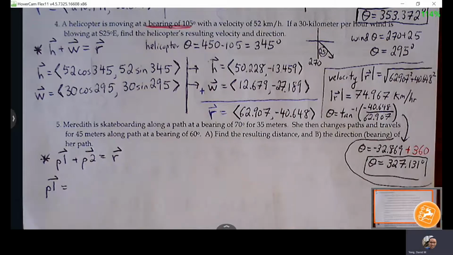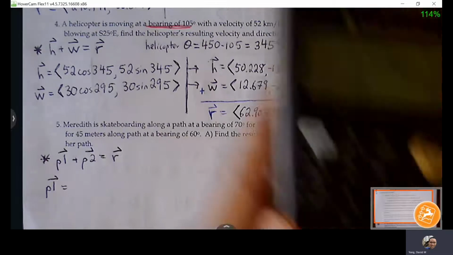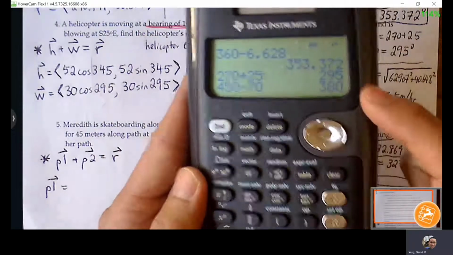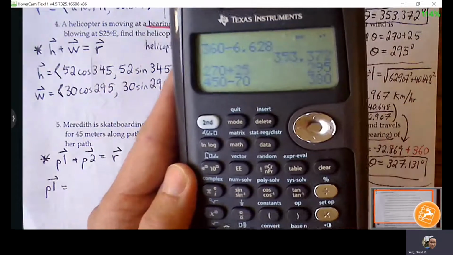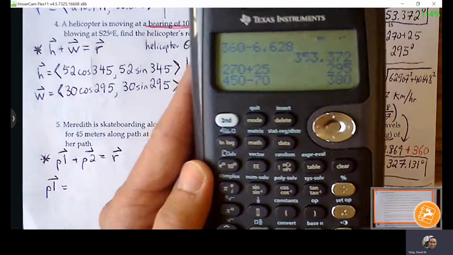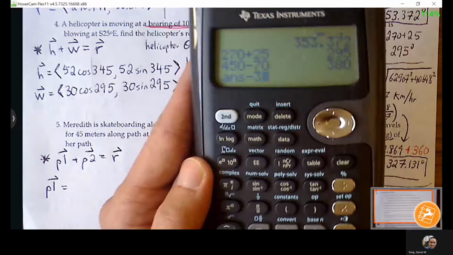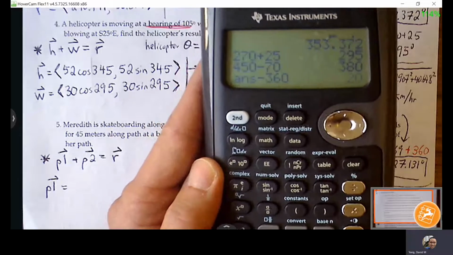Now, sometimes when you subtract from 450, you will get the correct measure, but sometimes it may be a coterminal angle. So what happens when we do 450 minus 70? Yeah, 380, but we can quickly adjust that, right? Because we know that we can always get something between 0 and 360 if we add or subtract 360. So if I subtract 360, I know 380 is the same thing as 20, right?